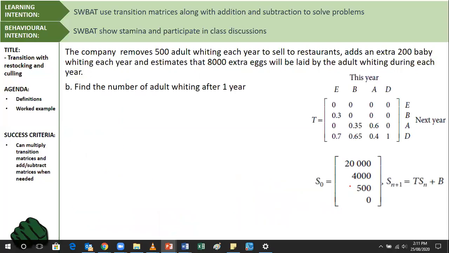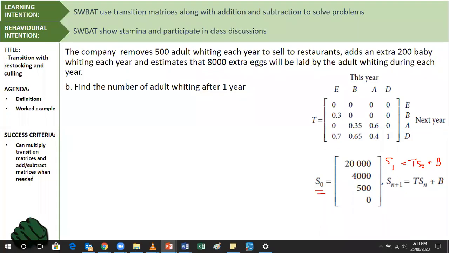So it says find the number of adult whitings after 1 year. Well, here's my recursion. I know that in my very first initial year, this is S0. I need to times it by T plus my B matrix to give me my next, which is S1. So S1 is my next event. I need to work with S0, right? So S0 will be my initial.